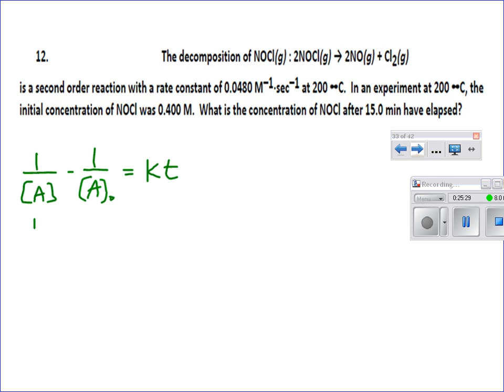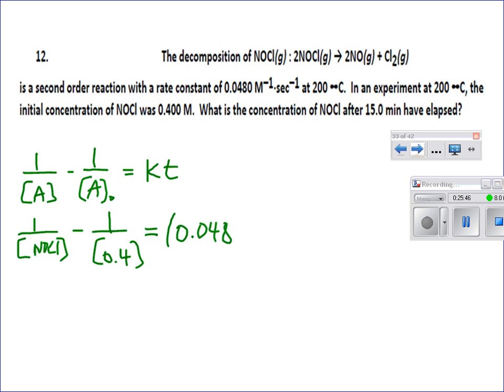We want the concentration after 15 minutes. So this is our NOCl after. Our NOCl before initially was 0.4. Our K, did they give it to us? Yes. 0.048, 1 over second molarity. Do those units make sense? Yeah, it sure does. Second order, right? So the M is to the first, which is 1 less than 2. Okay. And then time is what we're looking for.